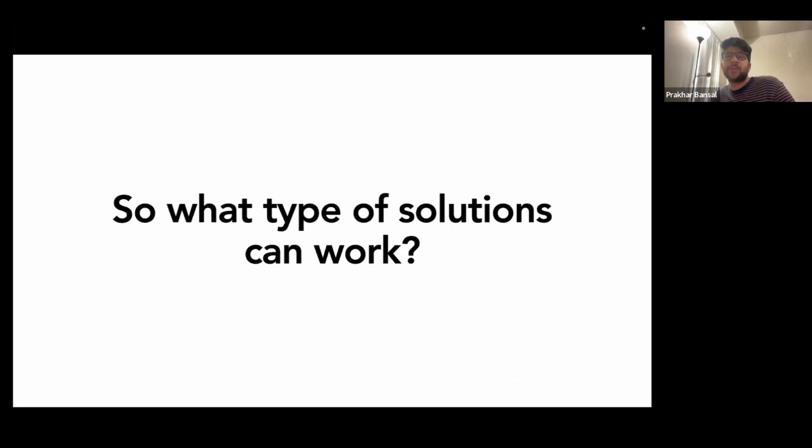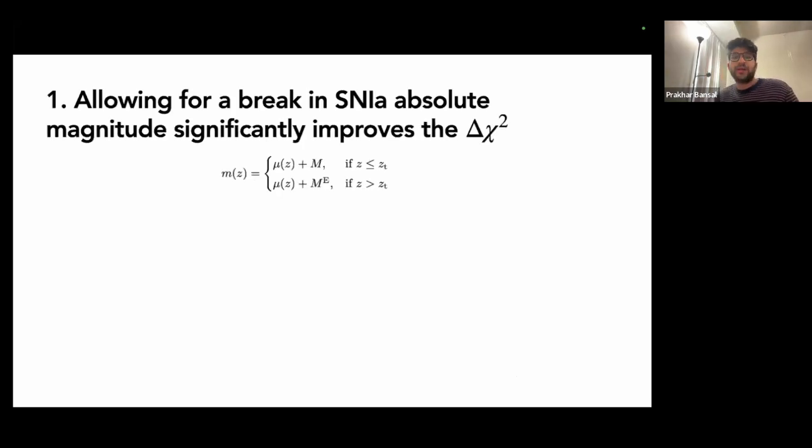So what type of solutions can work? There are a couple of things we found. One is that if you allow for a break in supernova absolute magnitude, that significantly improves the delta chi square. So I can play the same game, but this time with the absolute magnitude. Instead of assuming there's one single absolute magnitude, I can assume there are two, which apply separately at some step redshift.